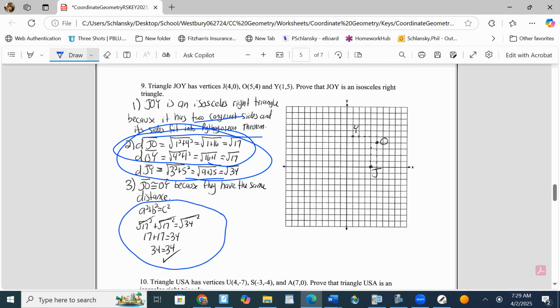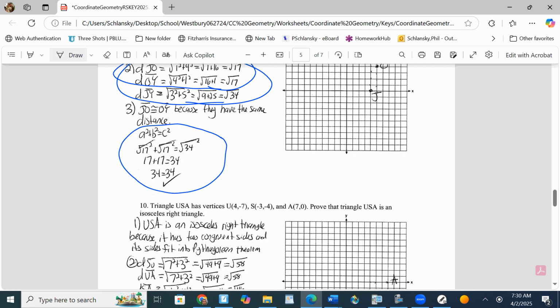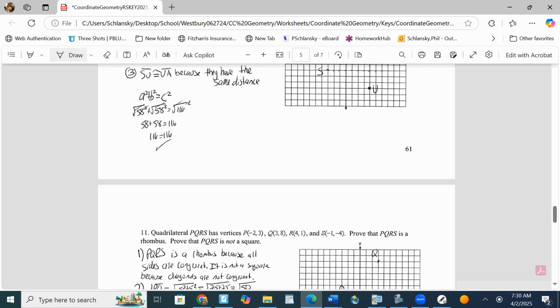That's a little bit different than the rest. Everything else is congruent and parallel. The only one that's different is the right triangle, where we show the sides fit into the Pythagorean theorem. That allows us to do it with distance. There are other ways to do it, but I find this to be the best.